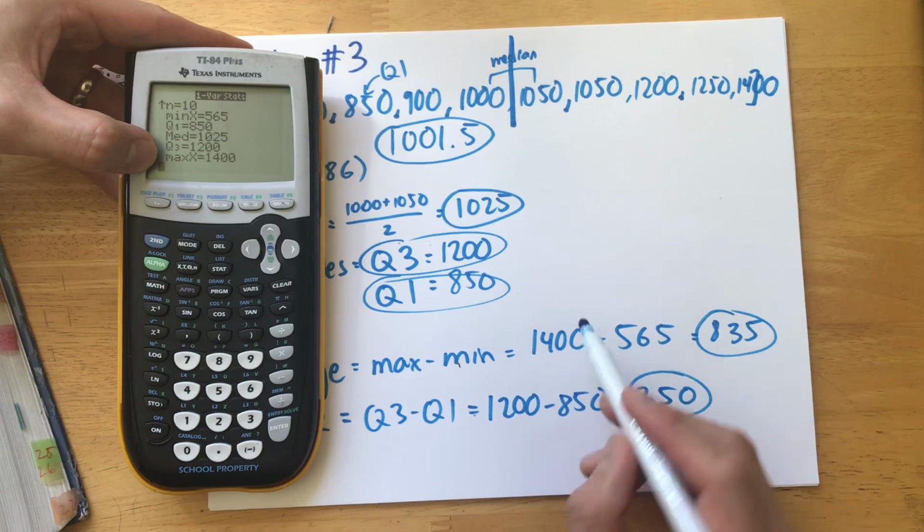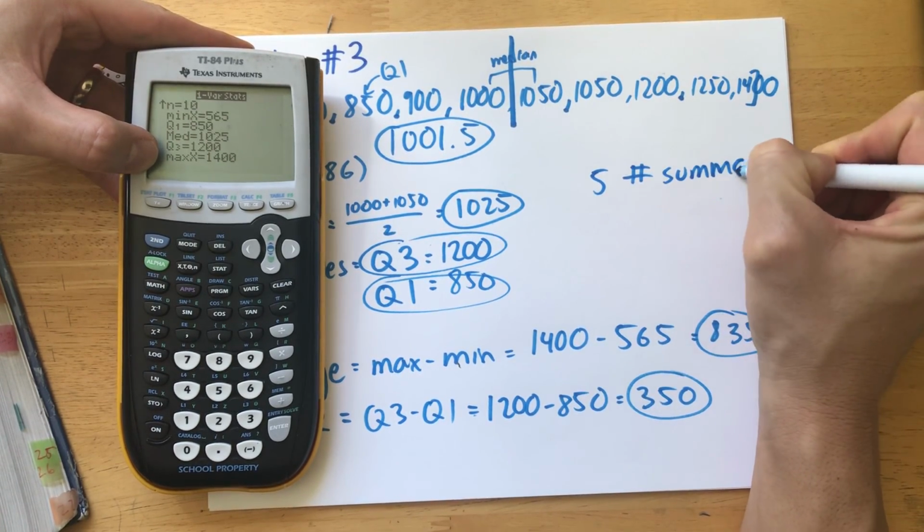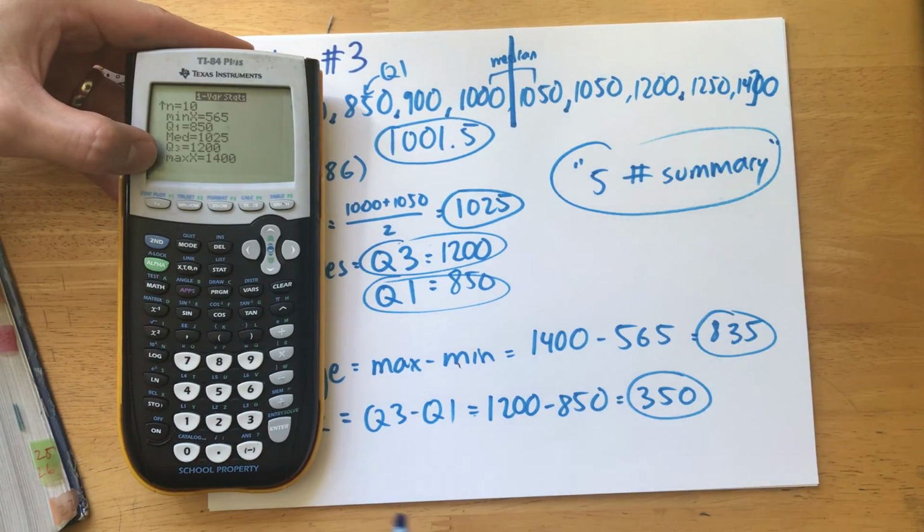What we just did right now is called the 5-number summary, which we'll get into on our next video. That's just a heads up.